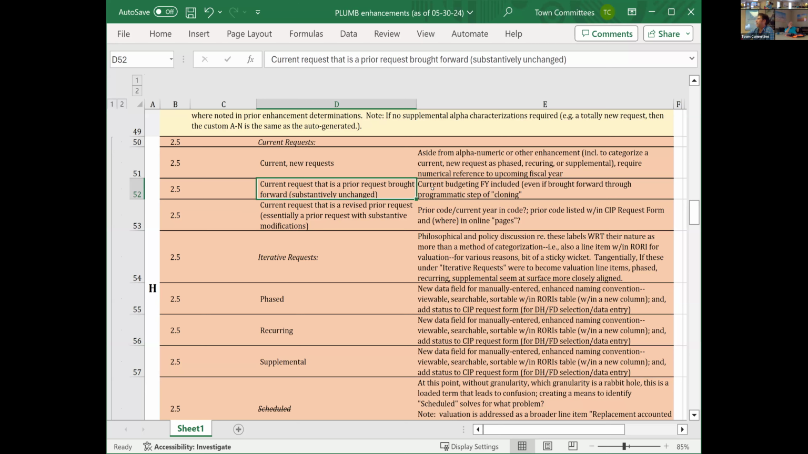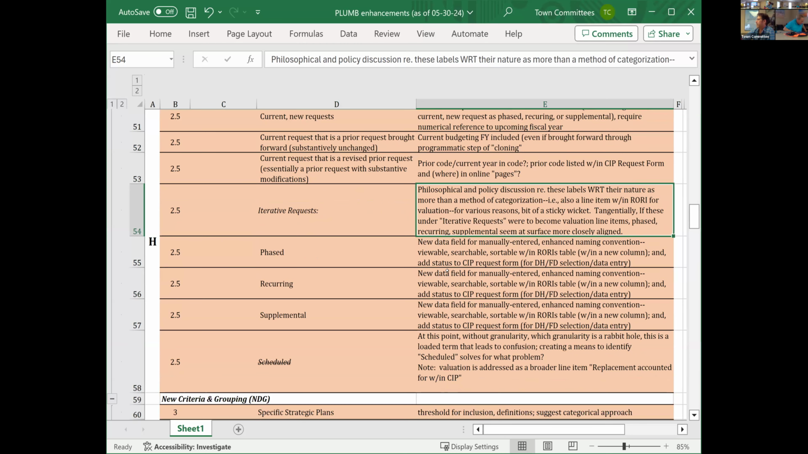request. And current request is a revised prior request. Oh, no, I'm sorry, current request is a prior request, substantively unchanged. This is the one with substantive modifications. This would be where there is additional information explaining to us what the difference is. Iterative requests, I'm not going to get into this chunk of density right here. It's a philosophical and policy discussion with respect to some of these labels.